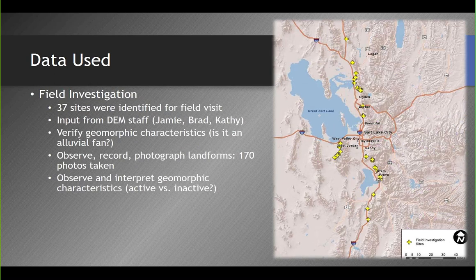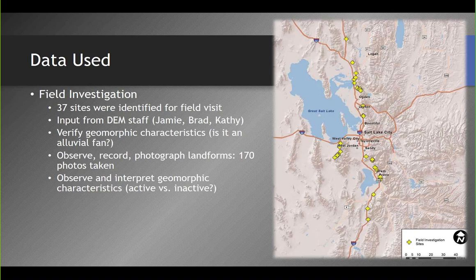Okay, so the final data input that we used was a field investigation. In a perfect world where we had unlimited budget and unlimited schedule, we would have liked to have visited every single one of the identified landforms that we found. We had close to 400 identified. But because we work in the real world under constraints, we had to prioritize which ones we wanted to go see in the field. Based on all the data we looked at, we came up with a short list of 37.